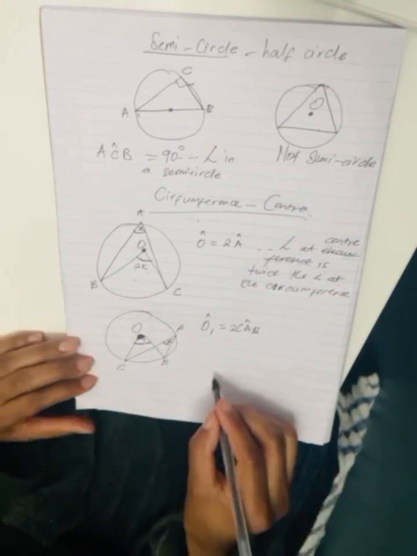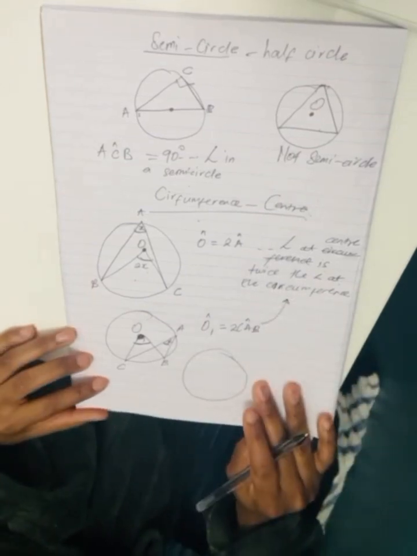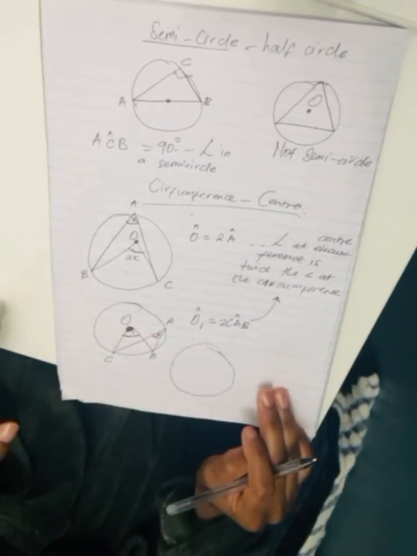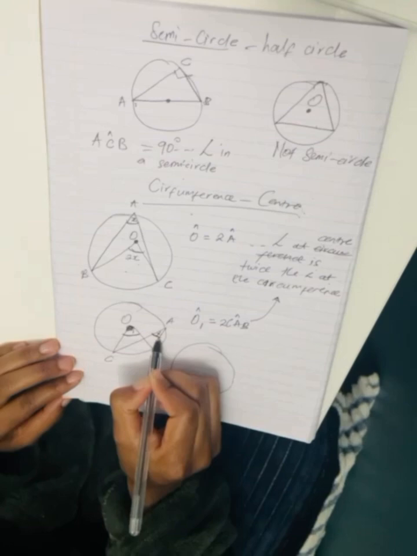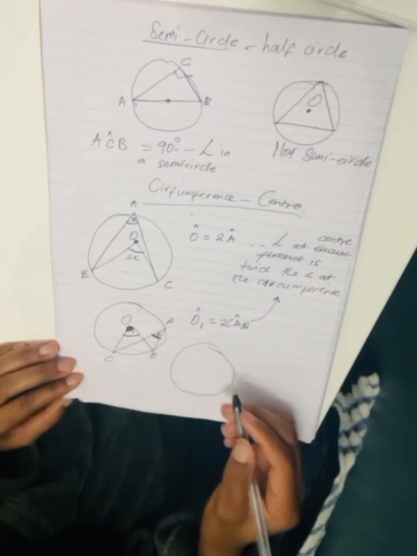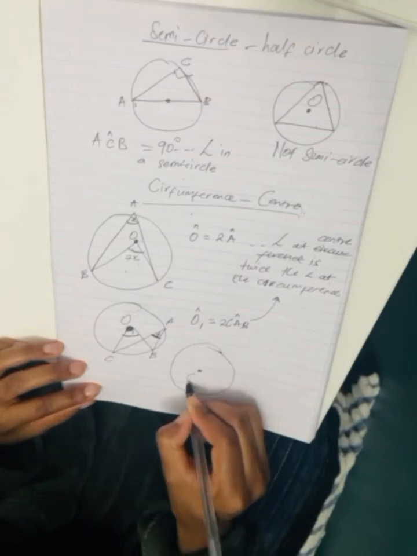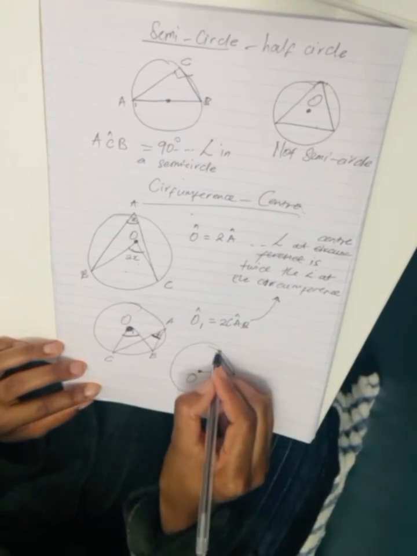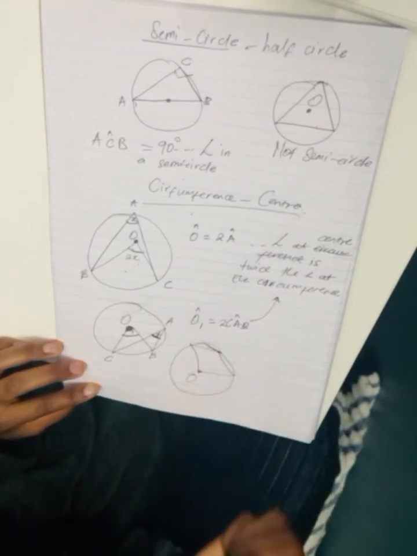So in another form, they can give you something like this. This is the same reason: the angle at the center is twice the angle at the circumference, or the angle at the center is twice the inscribed angle. Sometimes it's called the inscribed angle. So let's say you have something like this, and this is going to be your center O. You have something like this, right? And this is your circle.